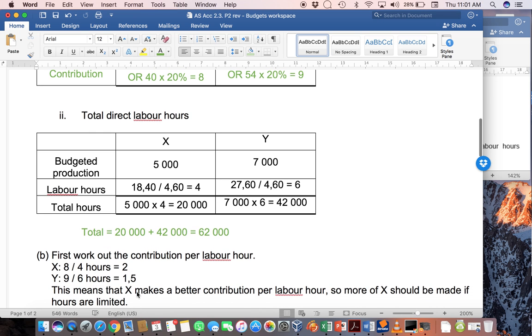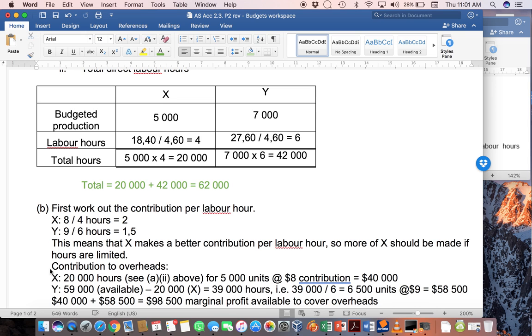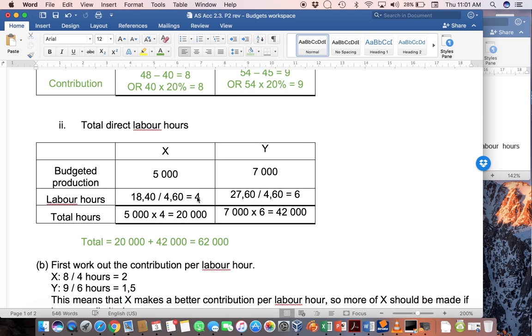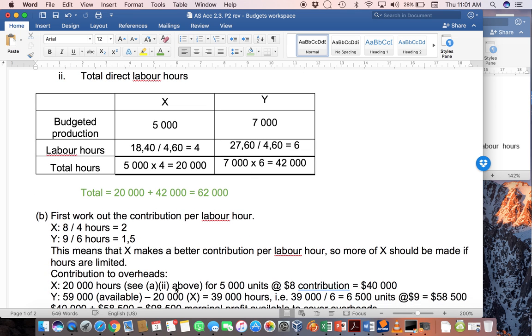So therefore, X is actually making a much better contribution per labor hour, and so therefore we want to make more of X given the fact that our hours are limited. So what we'll now do is say for X, we'll use the full 20,000 hours that we want. We worked that out over here above by saying we needed 20 hours for X. So we will use those 20 hours.